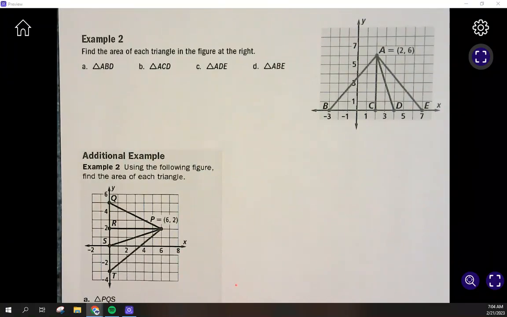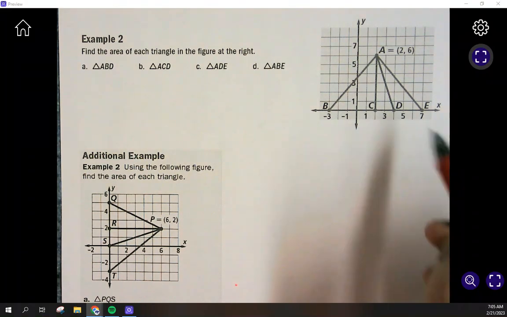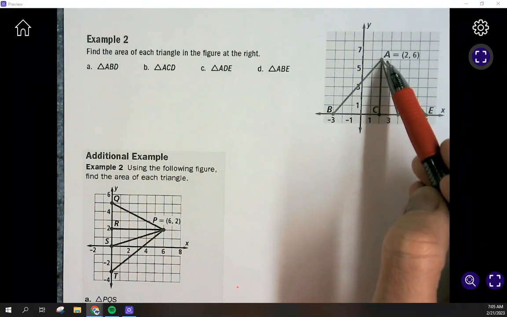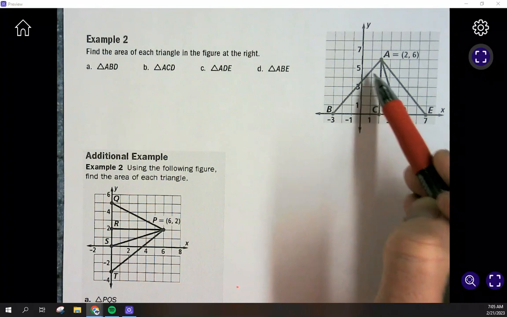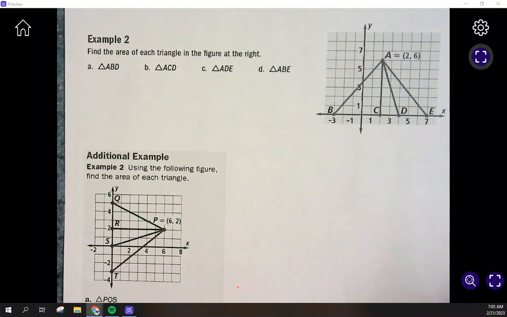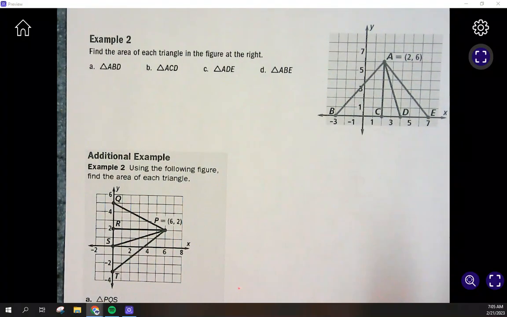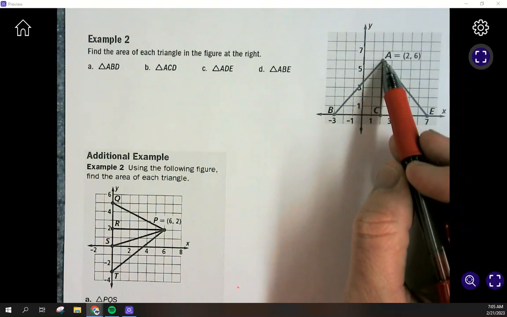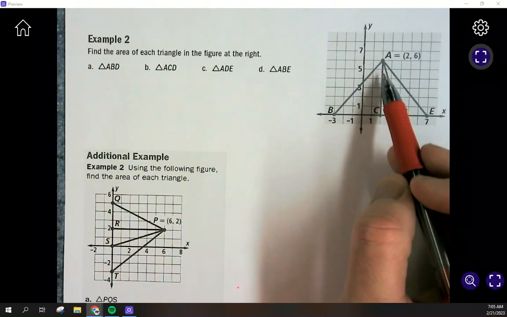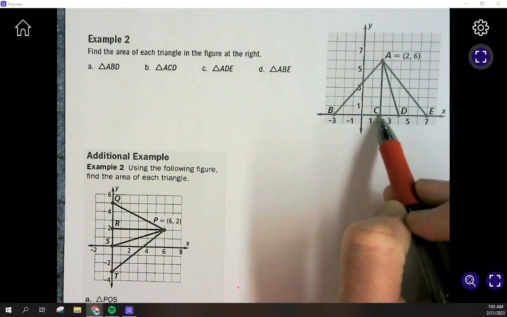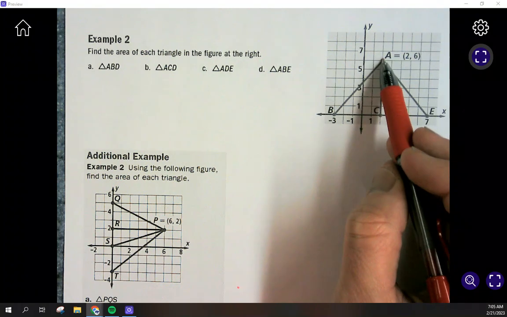So example number 2, we've got this one picture that's got a whole bunch of different triangles in it. You've got the large triangle ABE. You've got this little triangle ABC, ACD, ADE, and then you've even got those overlapping triangles that we looked at with proofs like ADB. So each one of those, if you look at this picture, all those triangles that I just named all have the same height. If I go from A down to the x-axis, which part of that x-axis is the base of all of those triangles, they all have the same height.